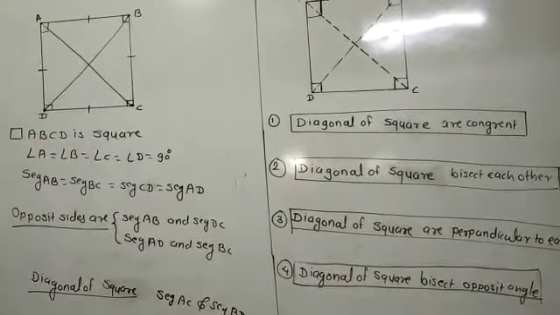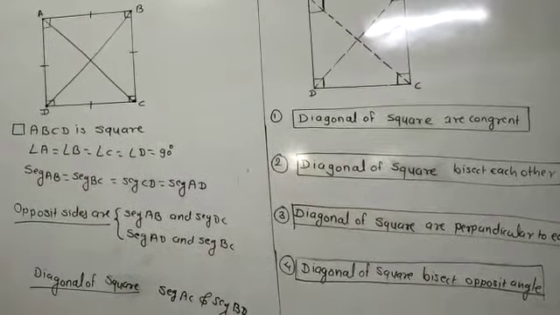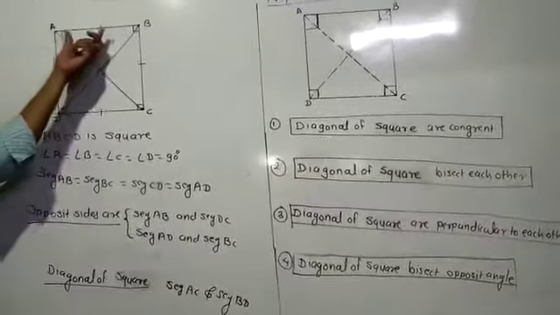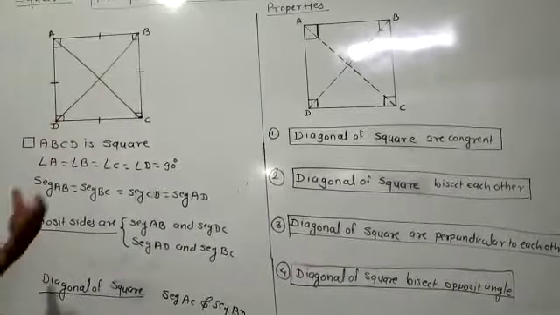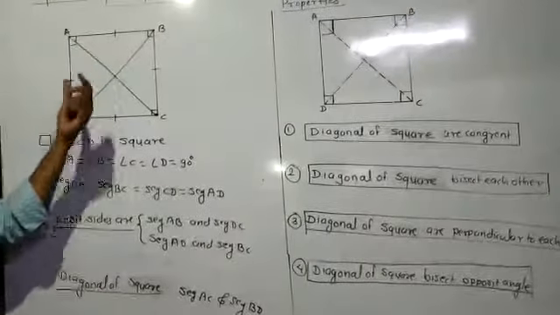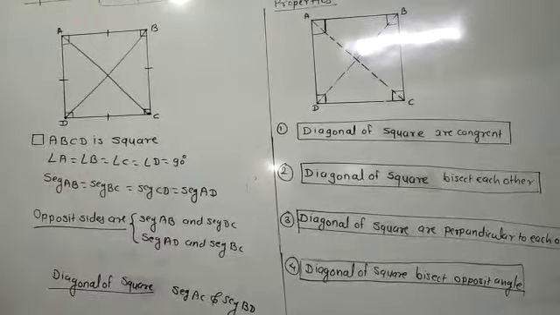So the square has four sides, four angles, and two diagonals. The difference between the square and the rectangle is that all four sides and all four angles of the square are equal. When all four sides and four angles are congruent, you say that the quadrilateral is the square.